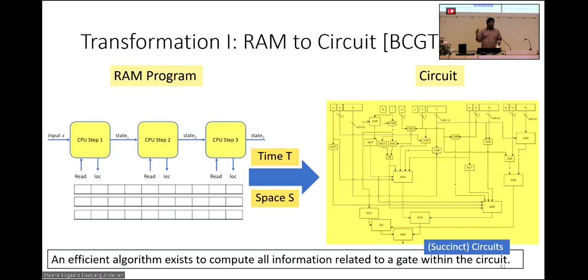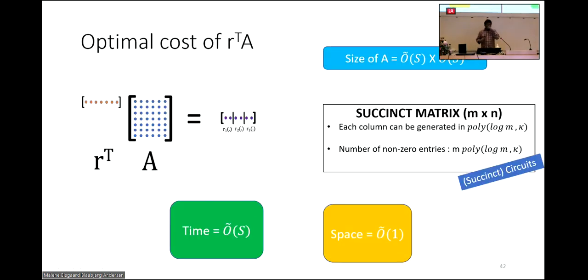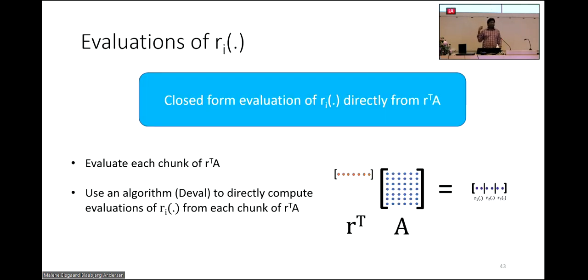So here again, we are going to use some succinctness of the circuit, wherein we say that the matrix A is of size S cross S, and it is a succinct matrix. What it means is that each column can be generated in polylog time, and the number of non-zero entries is the number of constraints times polylog T. And basically in this setting, you can compute RTA in time order S and space order 1. So this is one part.